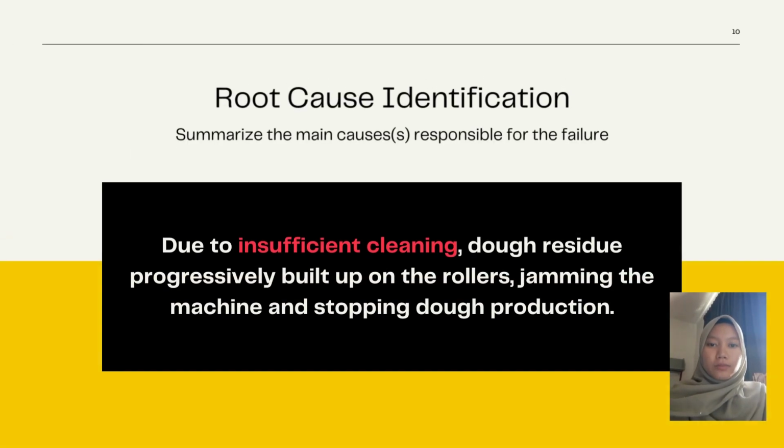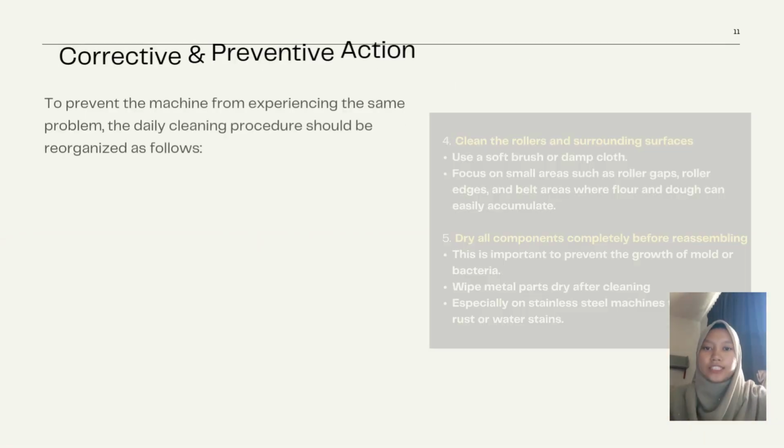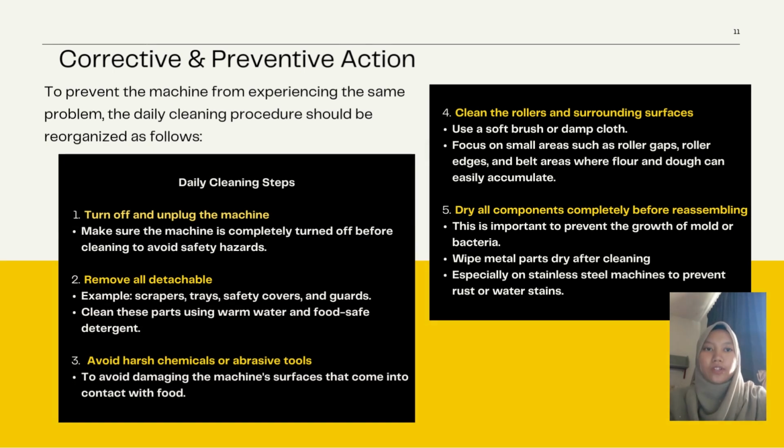By applying the RCA method, which is the 5 Whys method, I can pinpoint the root cause, which is insufficient cleaning. Dough residue progressively builds up on the rollers, jamming the machine and stopping dough production. So this is the last step, which is corrective and preventive action. To prevent the machine from experiencing the same problem, the daily cleaning procedure should be reorganized as follows.